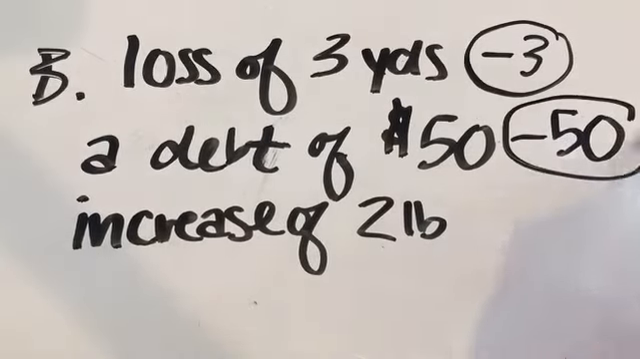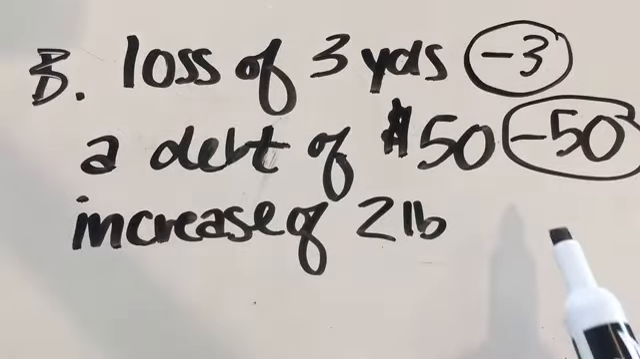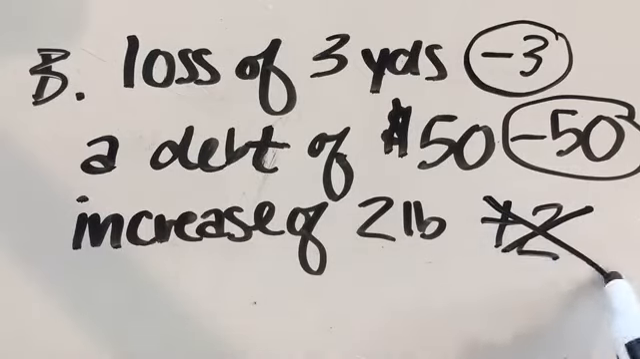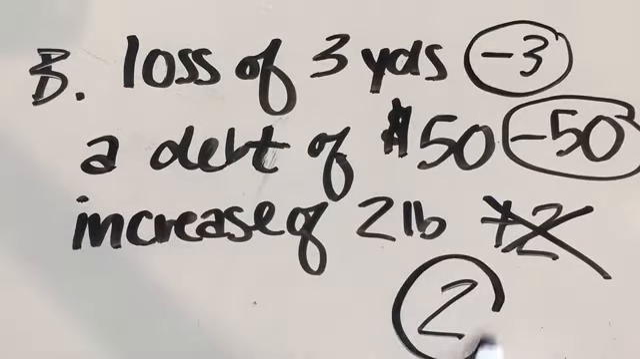All right, what about an increase of 2 pounds? What number would we use to represent that? Well, increase would assume that it is positive, right? So do we put +2? No, this is not a number, all right? If it has no sign in front of it, we assume it is positive, okay? So we would just put 2, not +2. All right, and that is changing word phrases to integers.